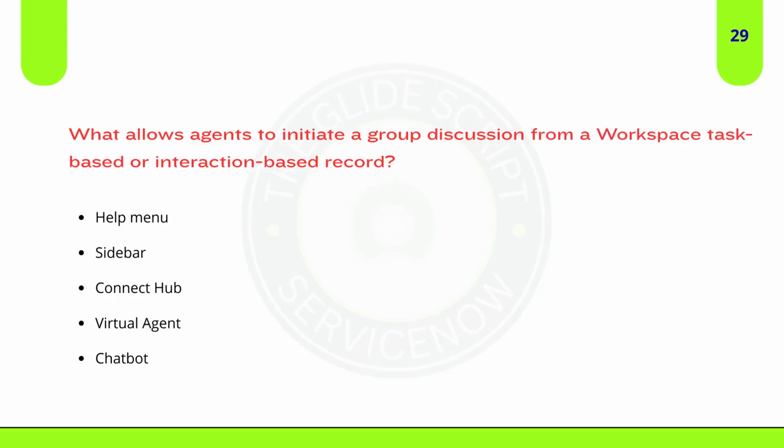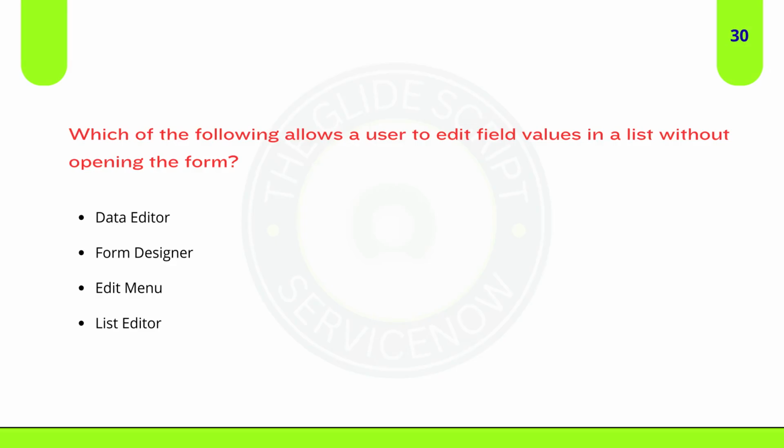Next, what allows agents to initiate a group discussion from a workspace, task-based or interaction-based record? The sidebar. Sidebar is the right answer. Which of the following allows a user to edit field values in a list without opening the form?